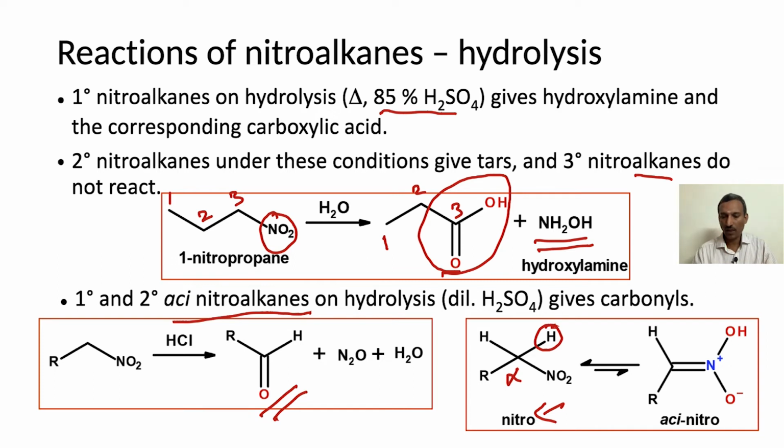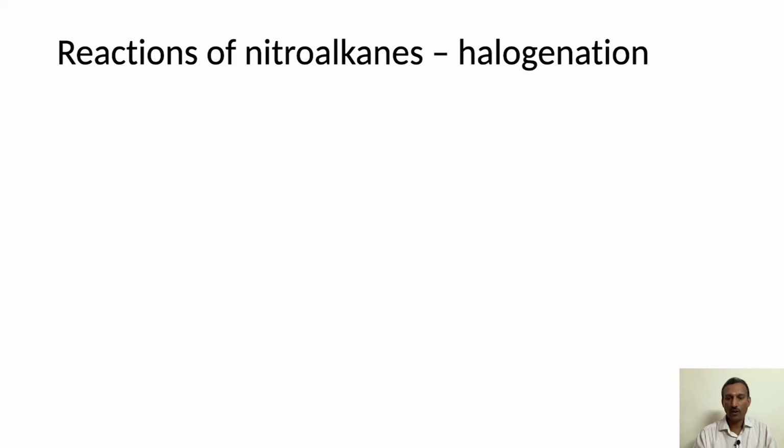One of the hydrogens shifts from the carbon atom to the oxygen atom. So this is what happens in tautomerization: a shift of a hydrogen atom takes place. The alpha carbon loses one hydrogen and the oxygen takes up that hydrogen atom. Let us move on to the next reaction, which is a halogenation reaction.